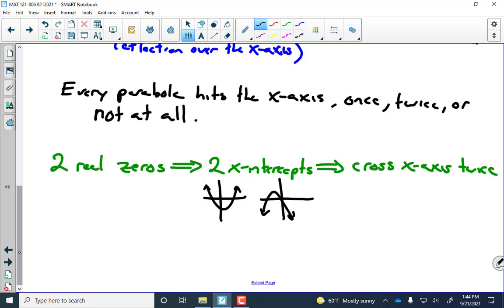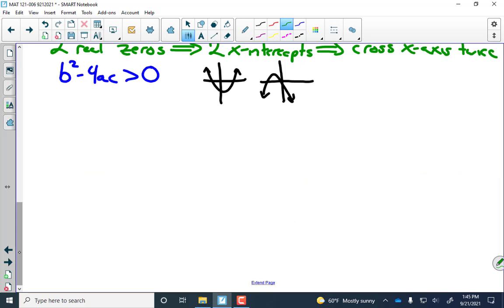But you're definitely going to have two x-intercepts if you have two real zeros. That's directly related to this. B squared minus 4ac is greater than 0. Once again, I'm not quizzing you. You don't need to take out a piece of paper and put away your notes. But that's the discriminant from last time. That was the thing that was inside the square root of the quadratic formula. It told us what kind of zeros we had, if they were real or imaginary. If you have two imaginary zeros, then you have no x-intercepts.